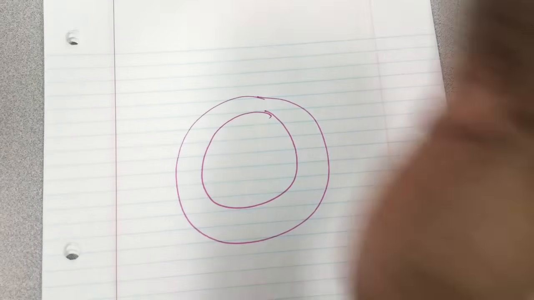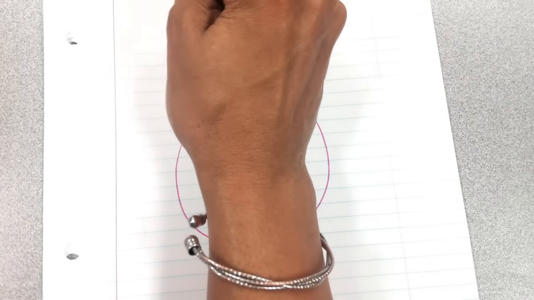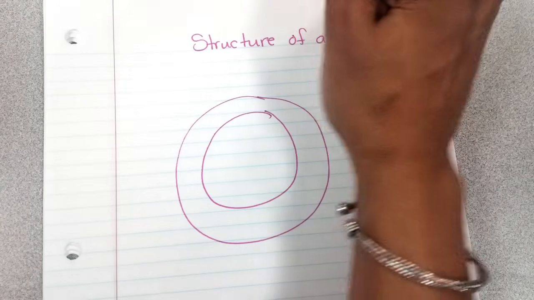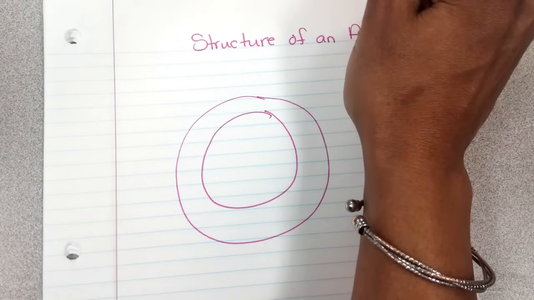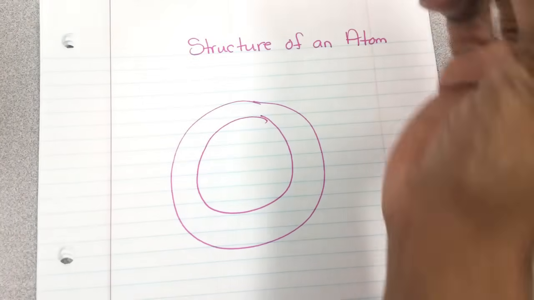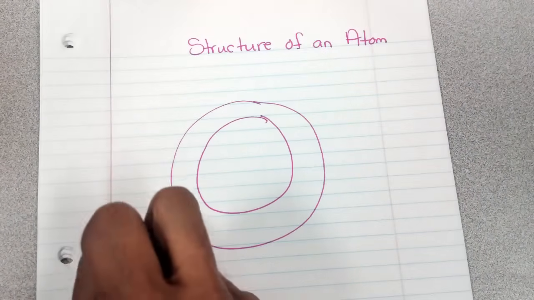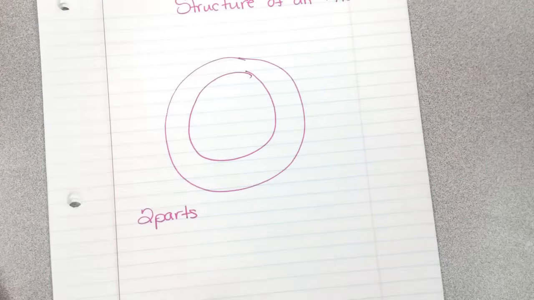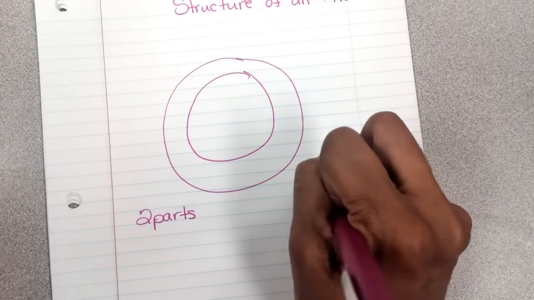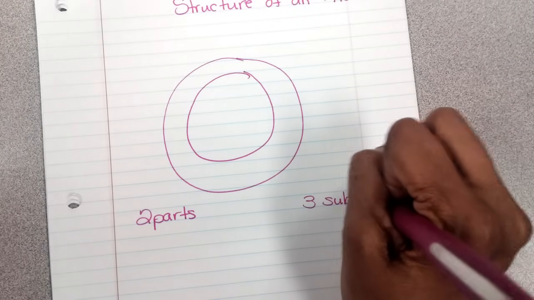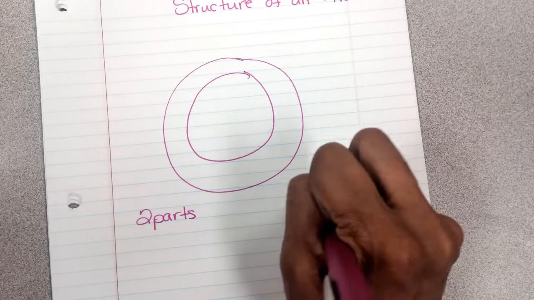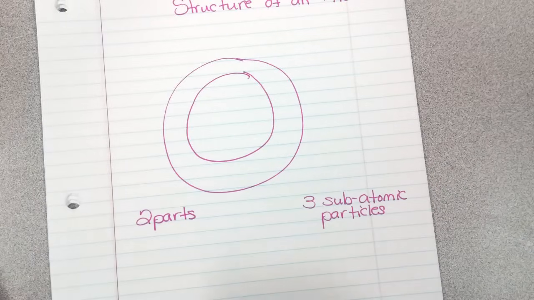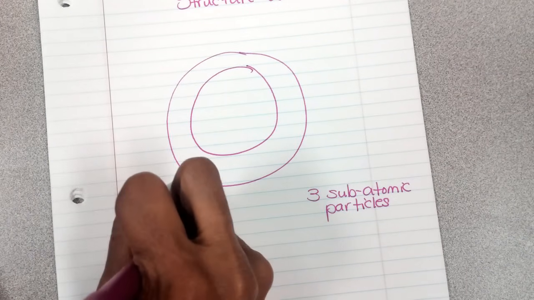All right, so we talked about the structure of an atom. Okay, so an atom is made up of two parts. Okay, there's two parts, and then there are three subatomic particles. Okay, so there's two parts to the atom. Part one is the nucleus.